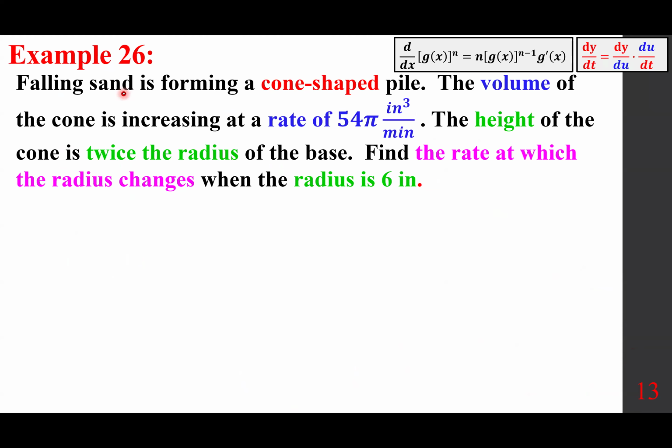Falling sand is forming a cone-shaped pile. The volume is increasing at this rate. The height of the cone is twice the radius. Find the rate at which the radius changes when the radius is 6 inches.